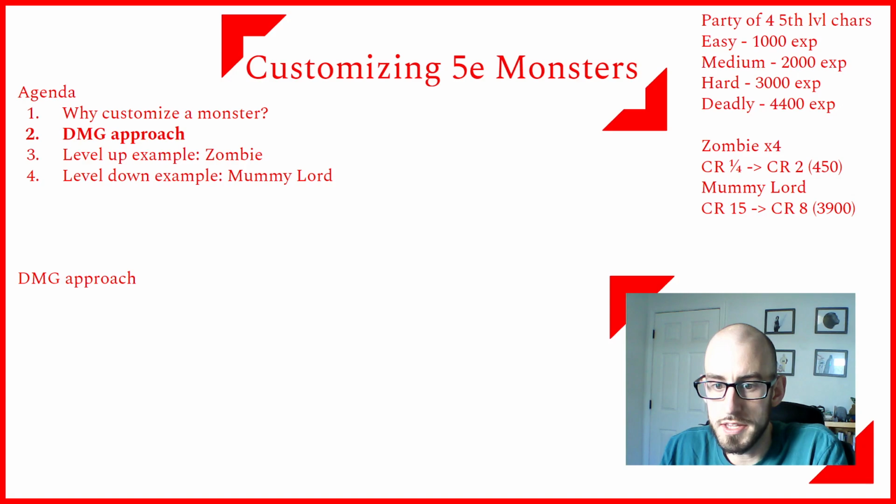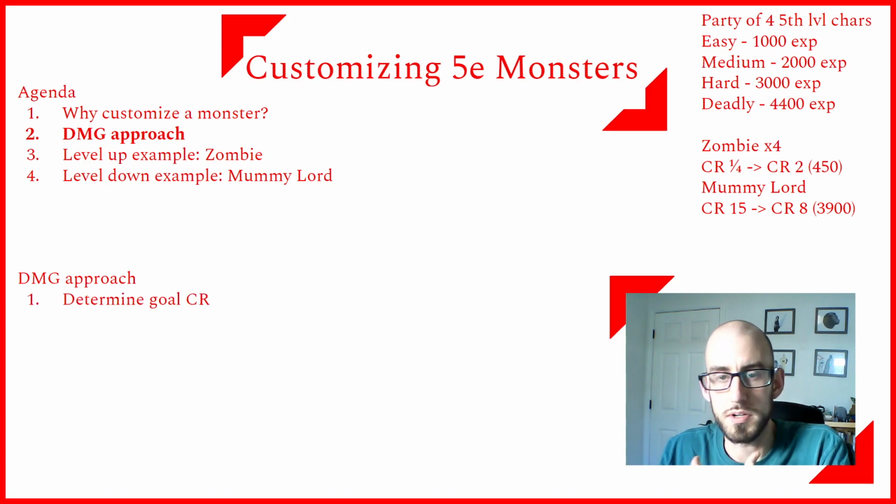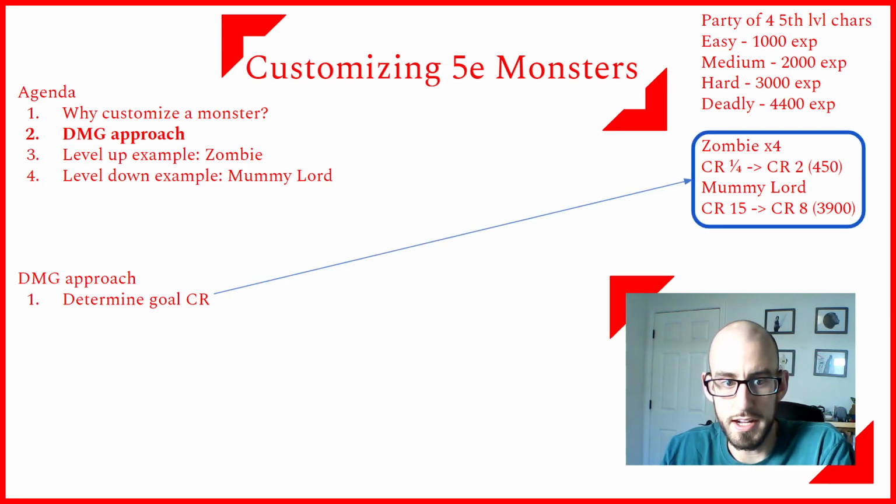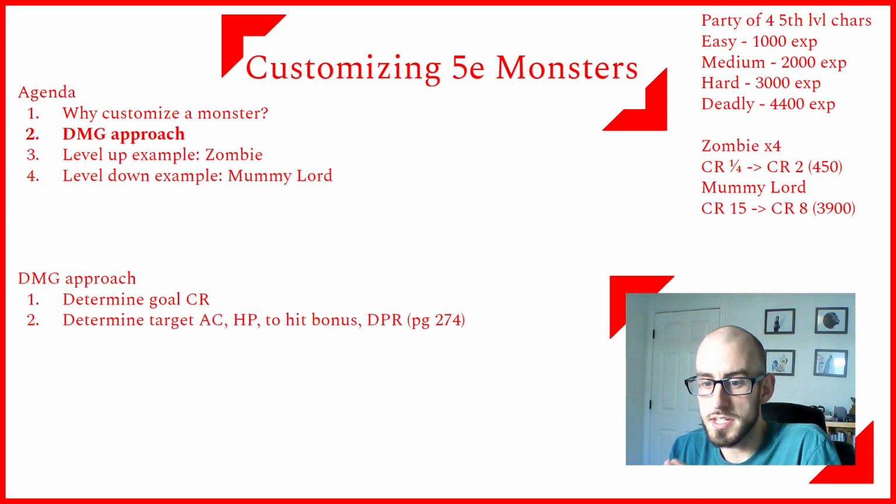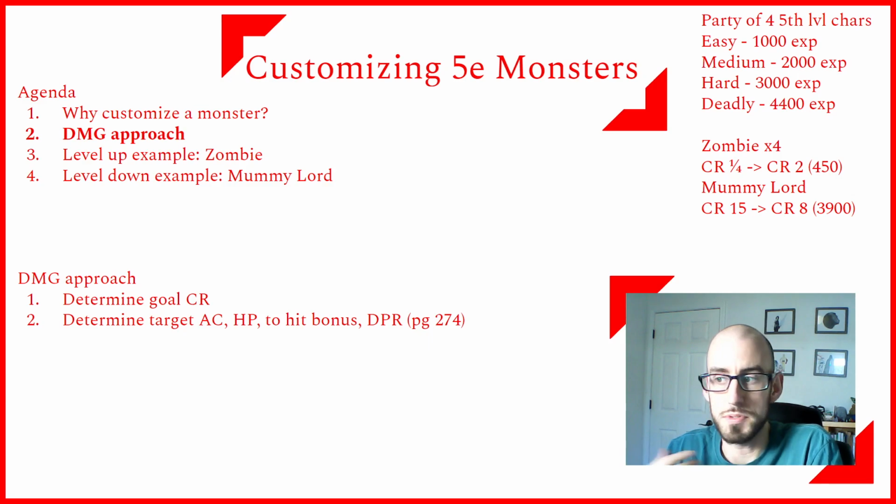So the approach from the Dungeon Master's Guide. The first thing to do is to determine the goal CR. What is the CR of the monster that you want to create? And as you can see, we've already done that up over there. So the next thing is to determine the target armor class, hit points, the hit bonus, and the damage per round of the monster. This is in a table on page 274, and I'll be talking about the values that we have here.